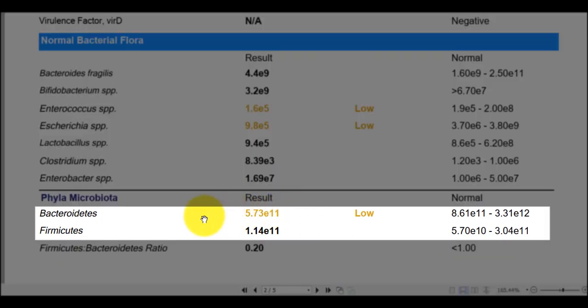And here we see the bacteroidetes and firmicutes. These are bacteria phyla that dominate the entire human digestive tract. Some causes of low phyla include poor diet, dysbiosis, maldigestion, as well as low stomach acid levels. And on this report, we can see that the bacteroidetes are low.